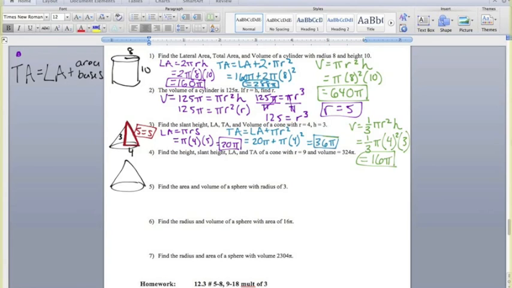Number 4 asks us to find the height and slant height, lateral and total, of a cone with a radius of 9 and a volume of 324 pi. So since we're given volume, that's what we're going to start with as our volume formula. So the volume formula for a cone is 1/3 a circle, pi r squared, times the height.